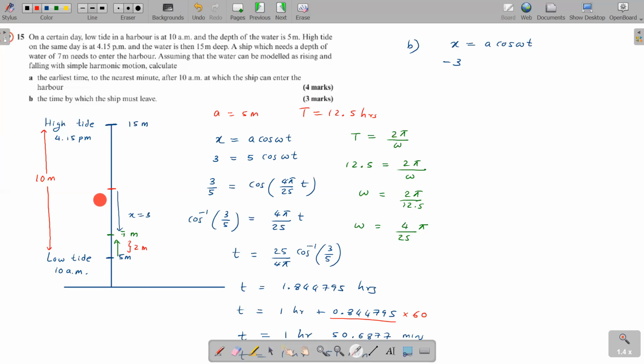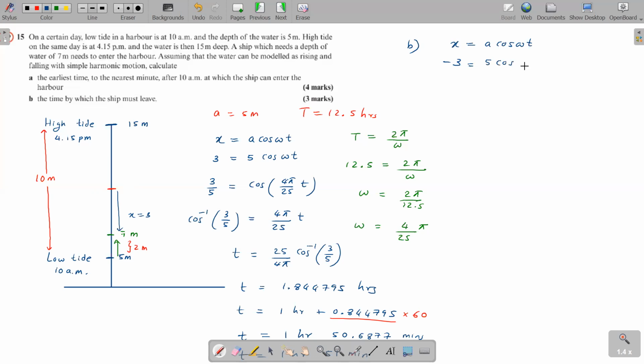When you use X equal A cos omega t, this time your X is a negative value. Why? I explained to you previously, if you start at the amplitude and you pass the center and go to the other side, in such situations, the X value should be negative. If you don't pass the center, then X is positive. Got it?